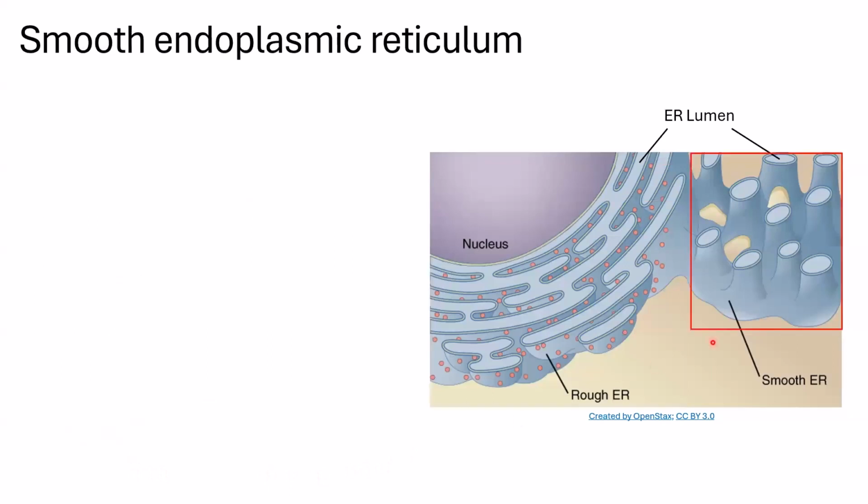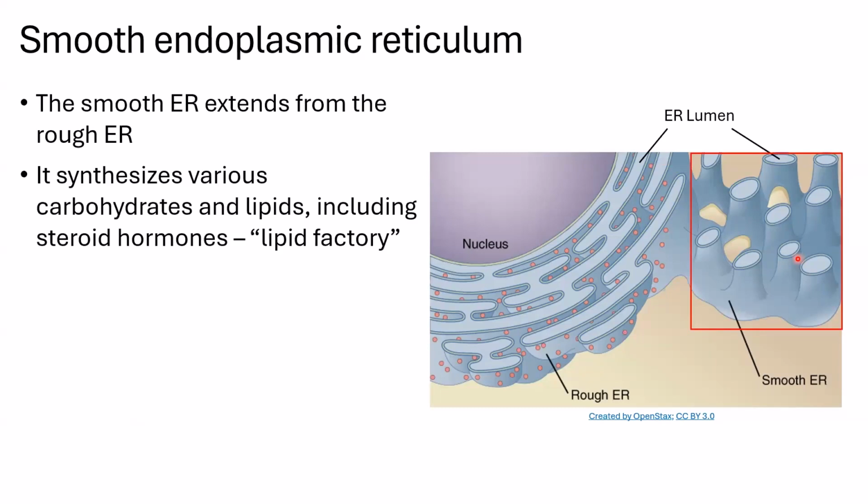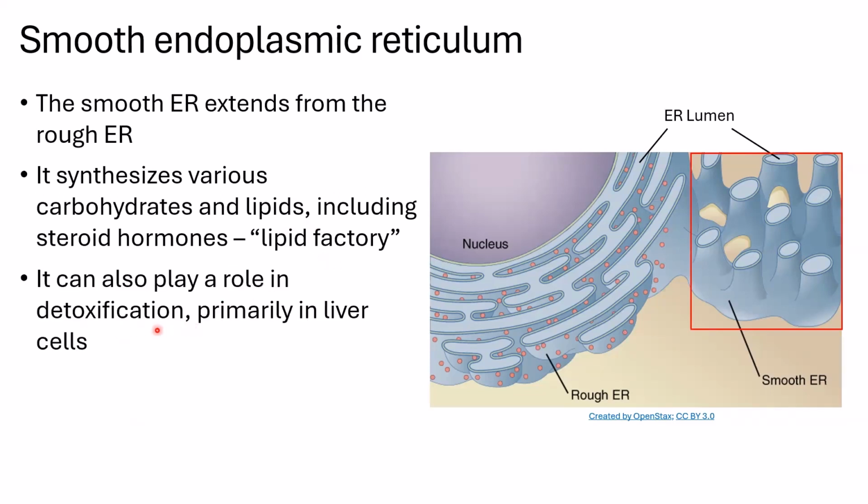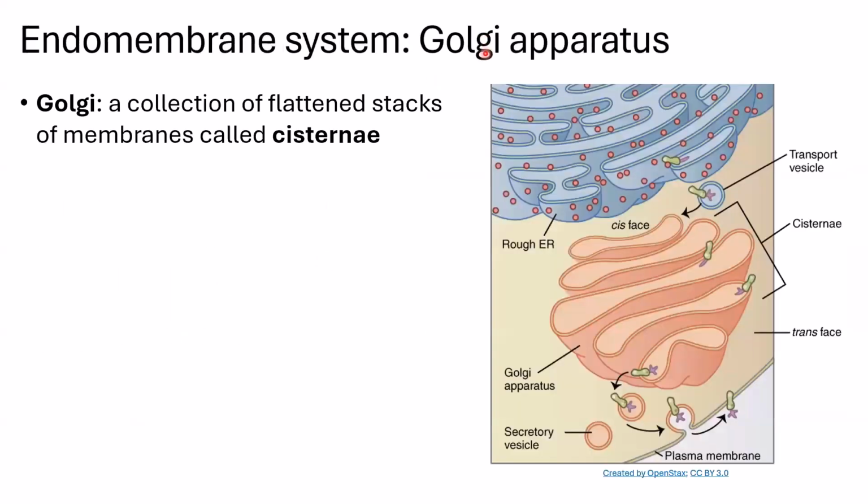The smooth ER extends from the rough ER, and its role is to synthesize various carbohydrates and lipids such as steroid hormones. You can think of it as a lipid factory and carbohydrate factory. In the liver, the smooth ER also helps with detoxification. The Golgi is a collection of flattened stacks of membranes, which are called cisternae.